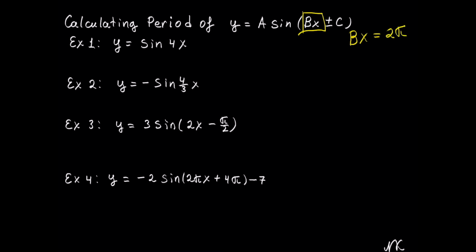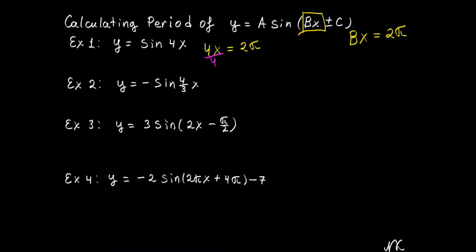In example 1, we have y equals sine of 4x. So we want to find out how long it takes 4x to reach 2 pi, and all we have to do now is solve for x. x is being multiplied by 4. The inverse of that would be to divide by 4.